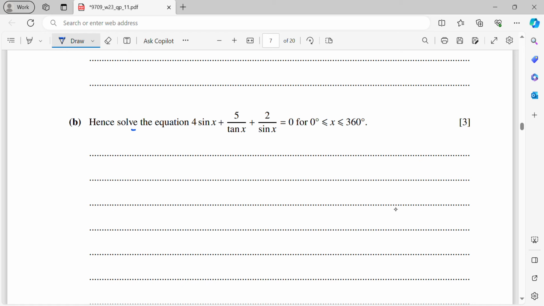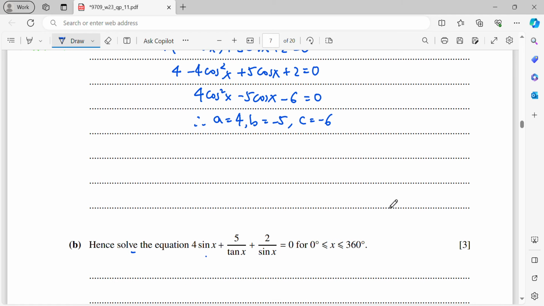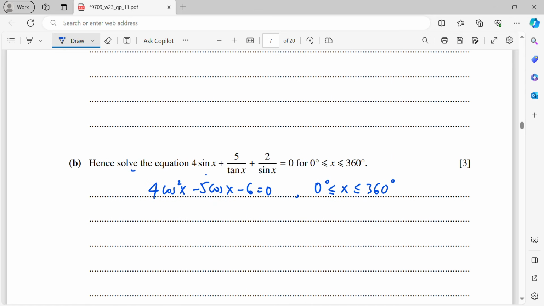Now part B, hence solve the equation. So exactly the same equation, therefore I will just copy. Okay, so 4 cos square x plus 5 cos x minus 6 equals 0. Now your x is from 0 to 360 degrees. Then from here, when you factorize this quadratic equation, you will be getting (cos x minus 2) times (4 cos x plus 3) equals 0. So then multiplication of two factors equals 0 means one of them must be 0. Either the first one is 0 or the second factor is 0.